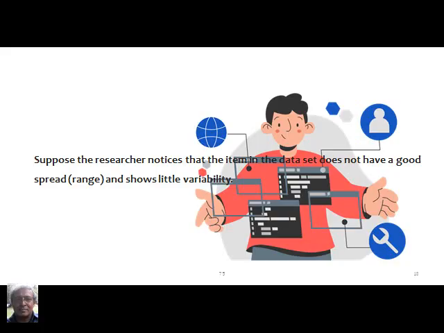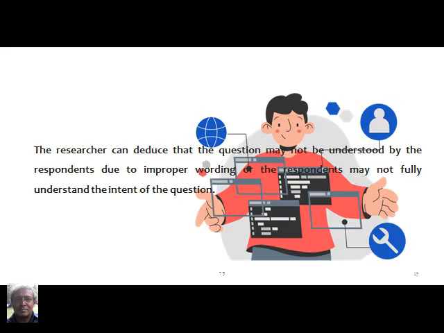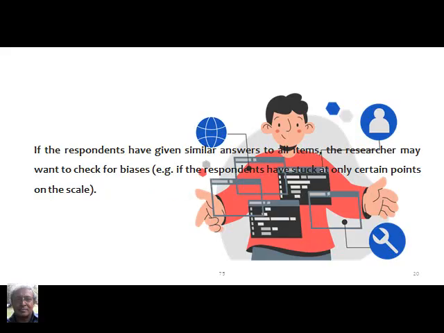Suppose the researcher notices that an item in the data set does not have a good spread or range and shows little variability. The researcher can deduce that the question may not be understood by the respondents due to improper wording, or the respondents may not fully understand the intent of the question. If the respondents have given similar answers to all items, the researcher may want to check for biases, for instance, if the respondents have stuck at only certain points on the scale.